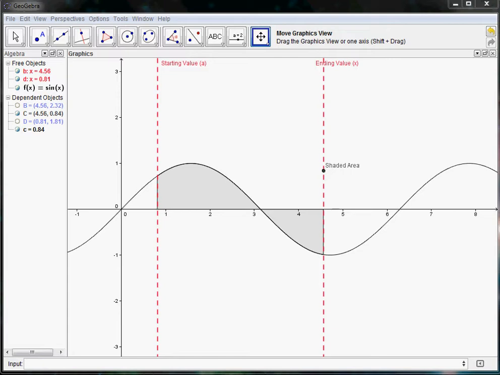Like if you have x plus 1 equals something, you subtract 1. Inverse operations, they undo each other. So this idea of the fundamental theorem of calculus is that the area and the derivative will undo each other. But let's see how that would actually work.